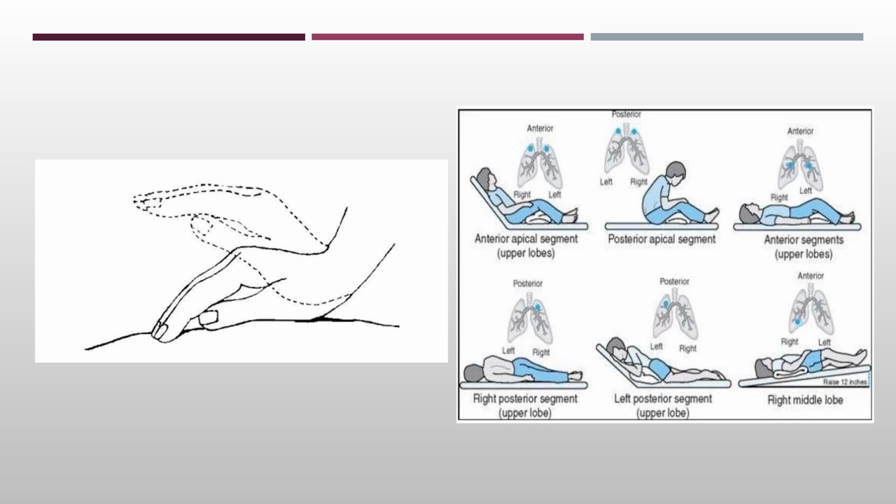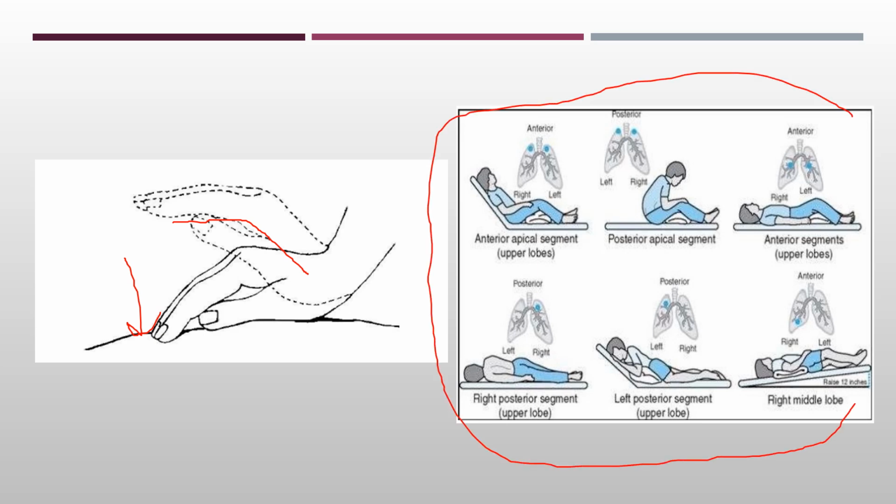So here's an example of that nice cupped hand technique that I was just talking about. This is the technique that we would use, and we would percuss over the segment of the lobe that is restricted. And this will look really familiar to you when you get into semester 5.